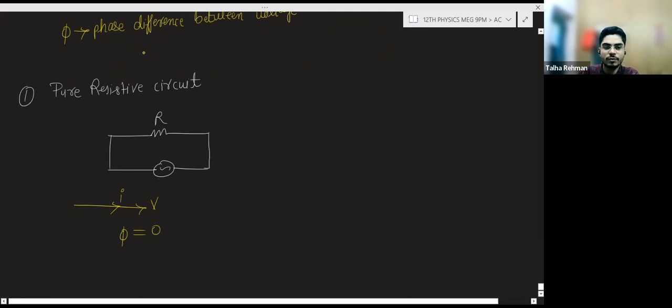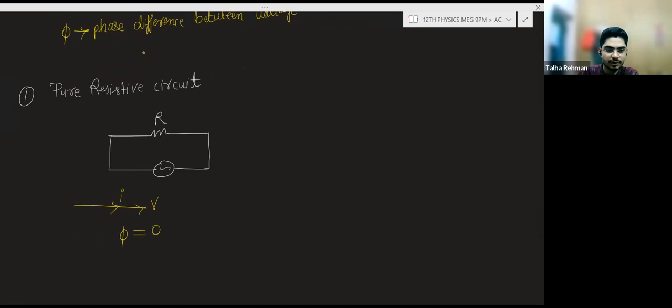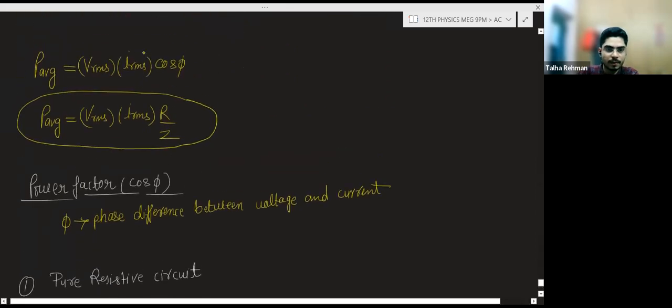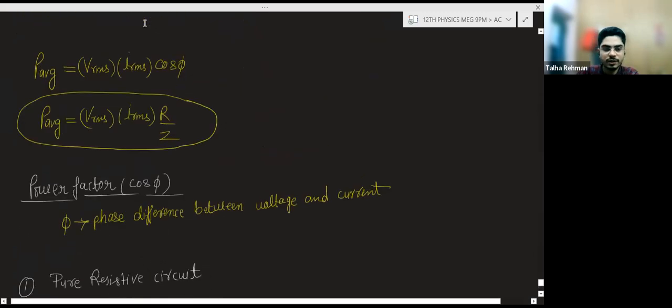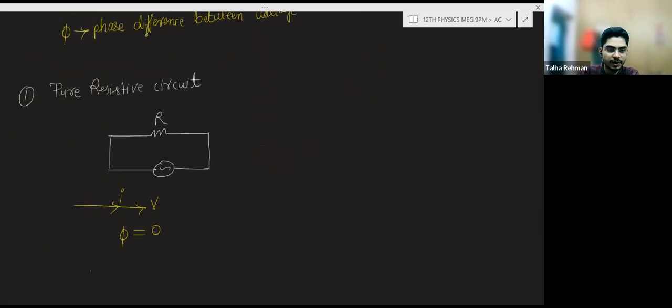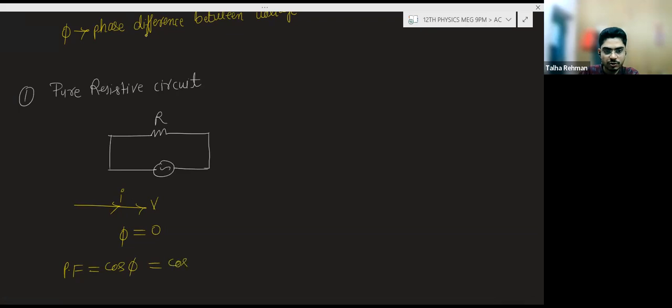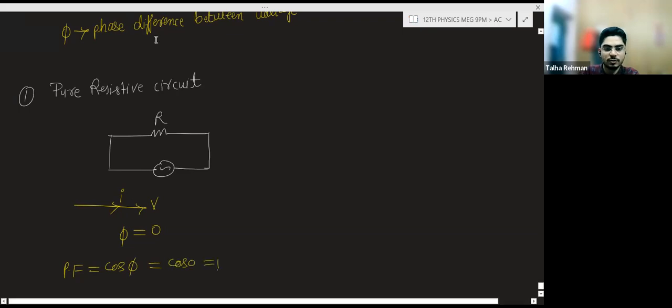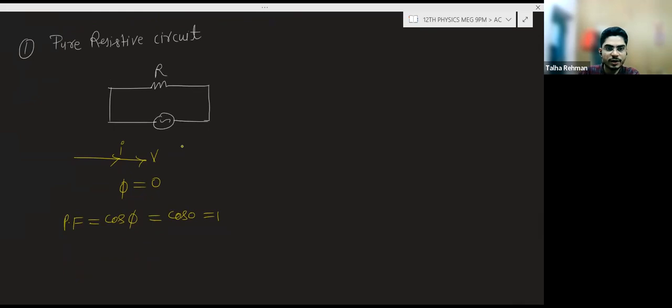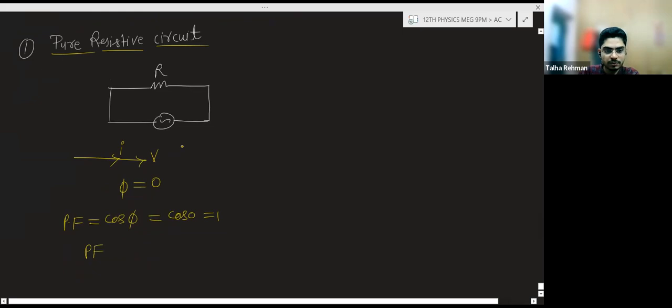So what will be the power factor? Power factor is given by cos phi. So you can write power factor, in short PF, will be cos phi. What is phi? Phi is 0. So this is cos 0. Cos 0 is equal to 1. So the power factor for a pure resistive circuit is equal to 1.